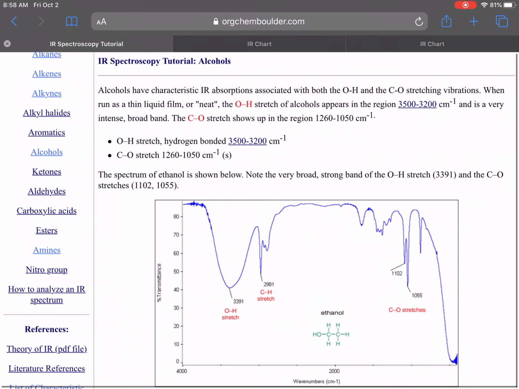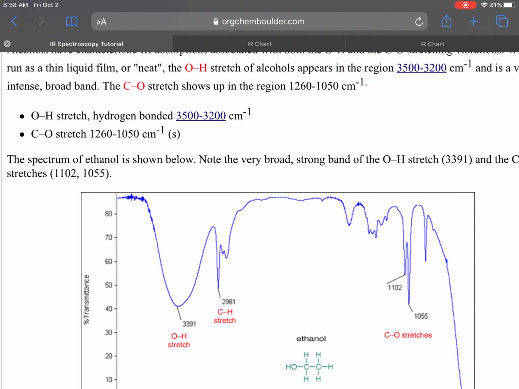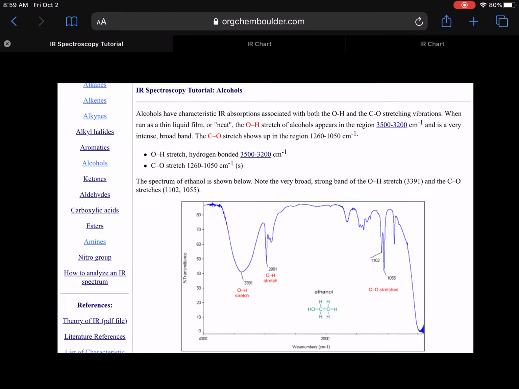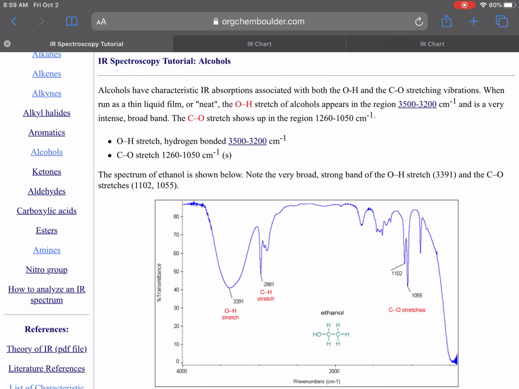So if you look over here on this alcohol, you see that pair of peaks between 1102 and 1056. Those are your C-O stretches. They're usually moderate to strong, so like I said, they stand out a little bit amongst the rest of the noise. Don't really need them here, but we are going to see them pop up in one or two other species where they are more important for identification purposes.